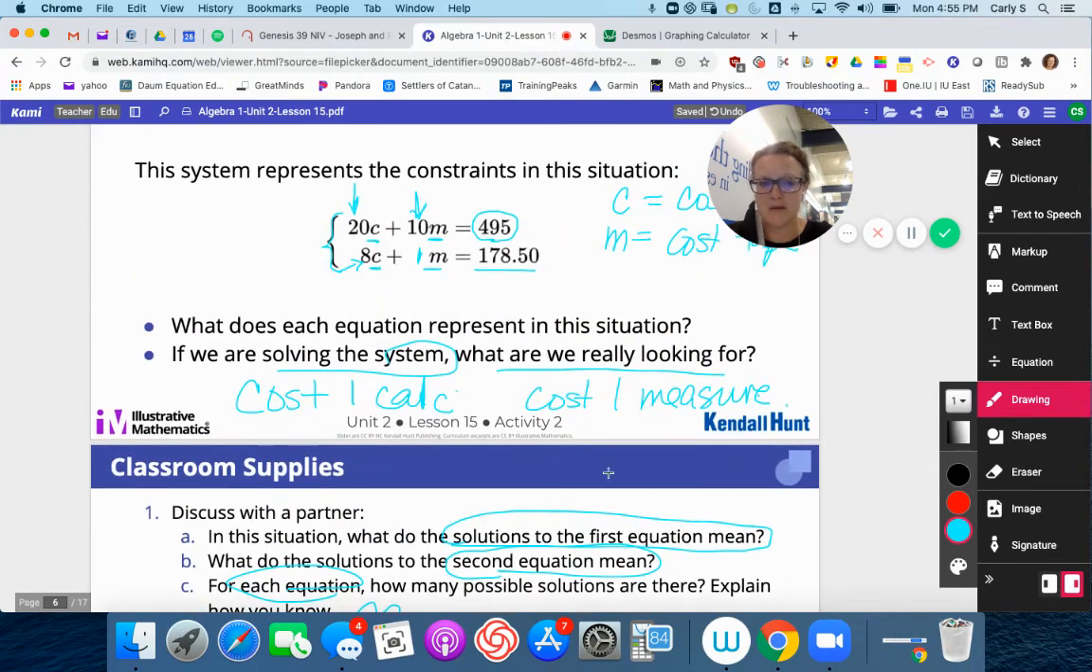I'm going to come up here, change colors, and just do this magic. Just adding them together. 28C, I'm collecting like terms, 11M equals $673.50. Is that what they told us? Get back to the problem. $673.50. Yep, good job.